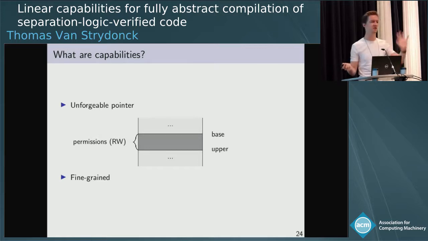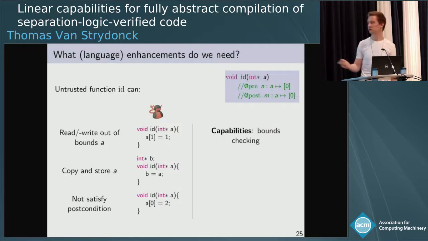And you can see them, in our case, as a type of bounds-checked pointers, but hardware enforced. So for example, if this A were to be a capability, then this would not be possible, because ID could only use our bounds-checked capability to access the first element of A.